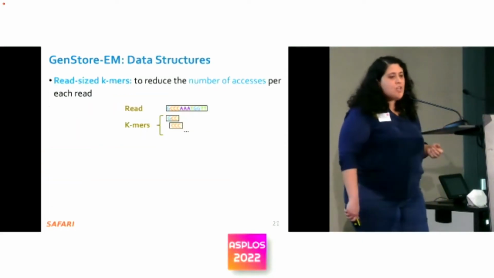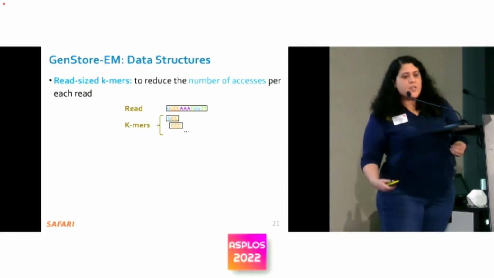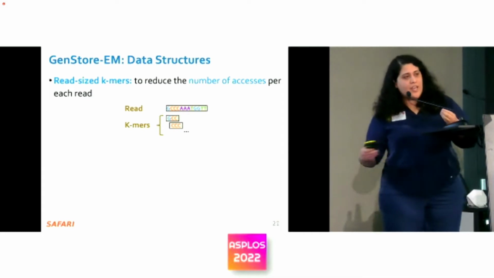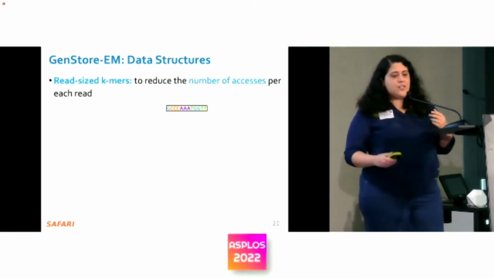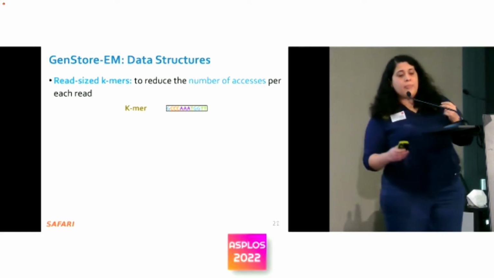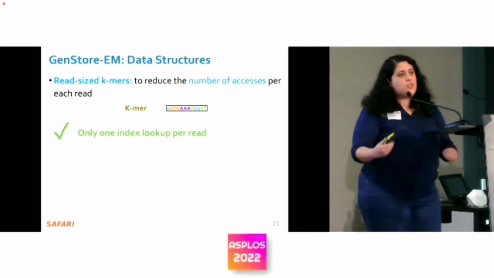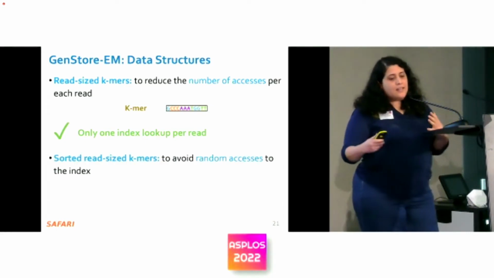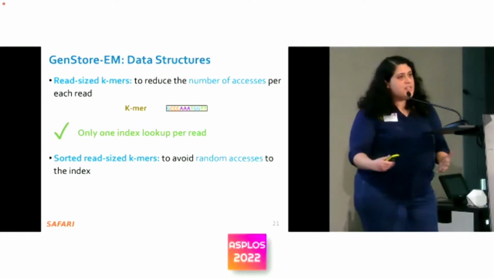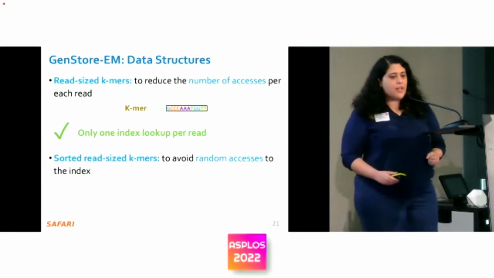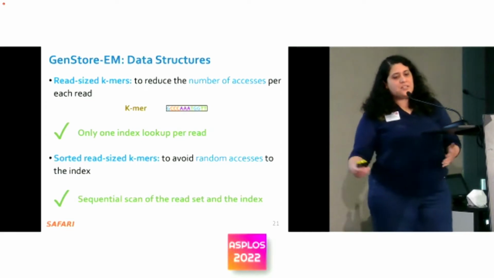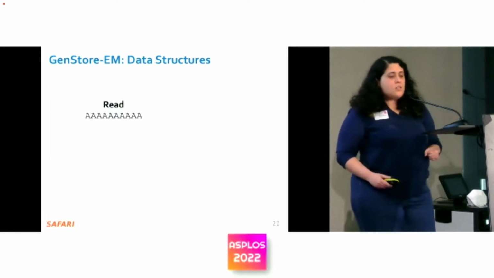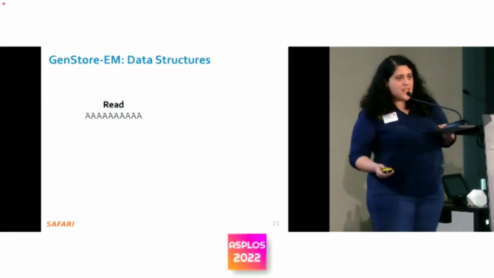So to address these challenges, we introduced the concept of read-sized k-mers to reduce the number of accesses per read. Therefore, instead of extracting several k-mers out of a read, we consider the whole read as one k-mer. And that read-sized k-mer enables us to find exact matches with only one index lookup per read. And the second idea that we leverage is to sort these read-sized k-mers to avoid random accesses to the index structure. And that would allow us to find exactly matching reads by sequentially scanning the read set and the index structure.